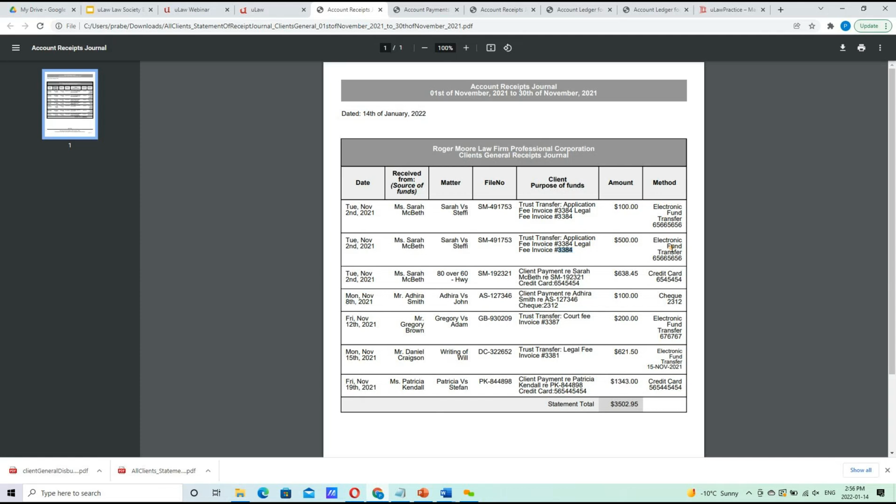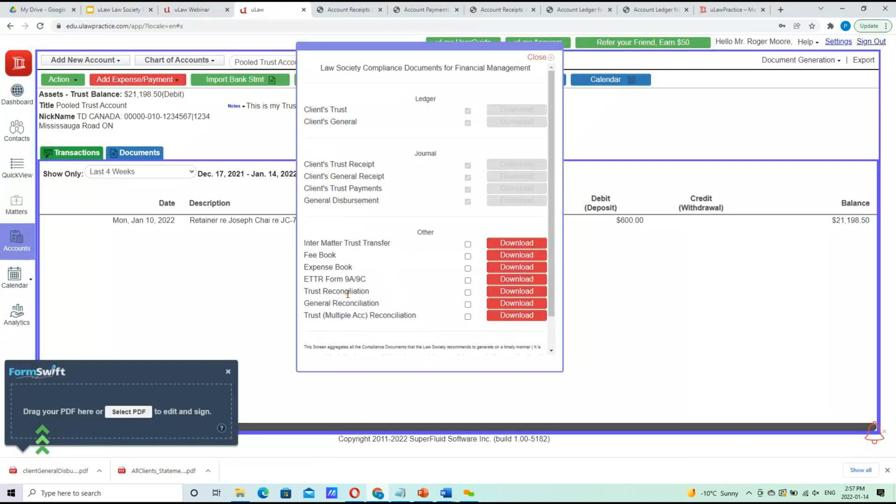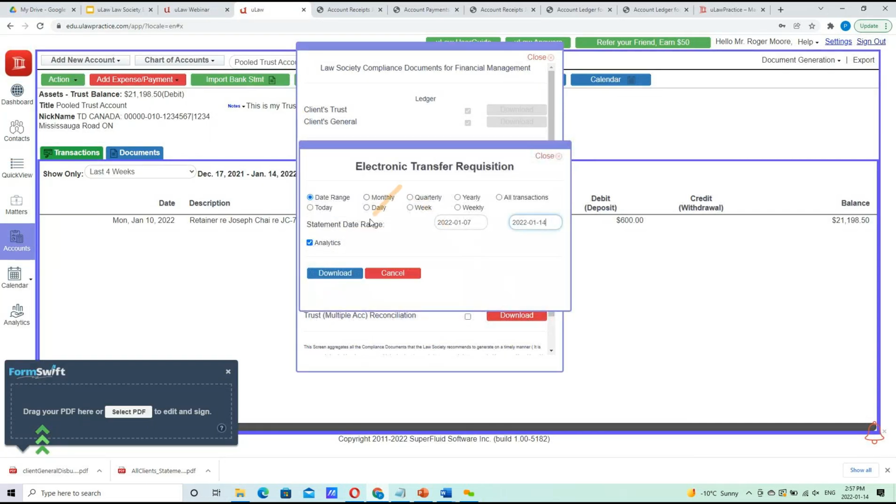So when the auditor sees that, the next question is going to be, all right, can you show me your Form 9A? So you could be like, absolutely. Come in here, look at your Form 9A. Choose the date range being the month of November.